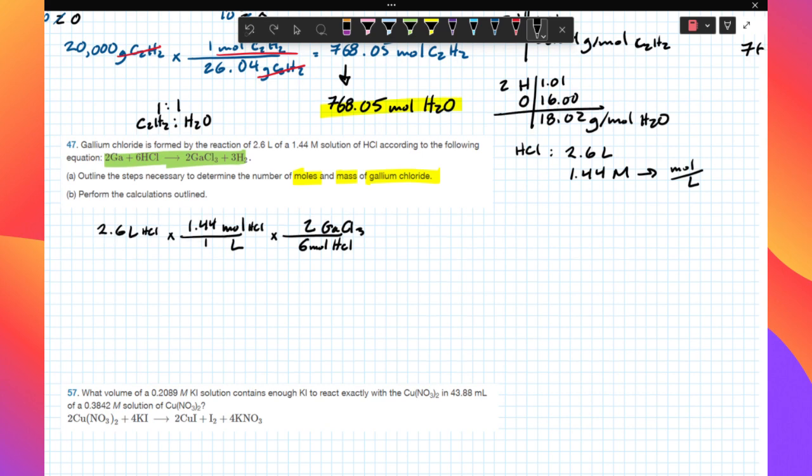Because notice, I'm going to do this in a different color. Liters of hydrogen chloride will cancel out. Liters of hydrogen chloride. Moles of hydrogen chloride. Moles of hydrogen chloride. And our final unit will be moles of gallium chloride. And you can do this in one step on your calculator. So 2.6 times 1.44 times 2 divided by 6 equals 1.248 moles.